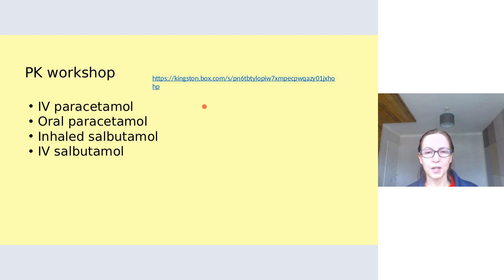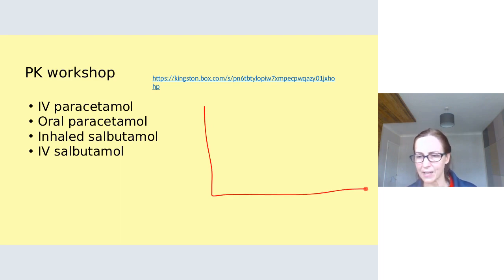Right. So if we wanted to talk about paracetamol, here's a wobbly set of axes. This one here is time. There we go, beautiful writing. And this one here is concentration. I'll just do a C. So set of axes, it's a PK graph.